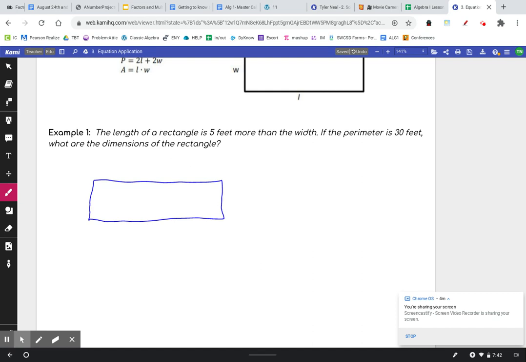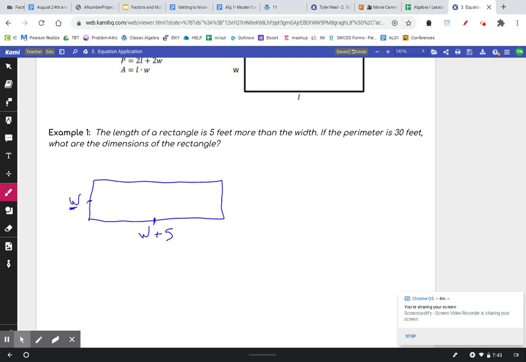It's just the width. Let's use W for width. And we know that the length is 5 more than the width, right? So I know that the length, which is this other side here, is 5 more than the width. Well, we know that this is the width, and this one is 5 more than the width. So let's just call this the width, and this is the width plus 5, right? Easy enough. Okay, so that's what we know so far.